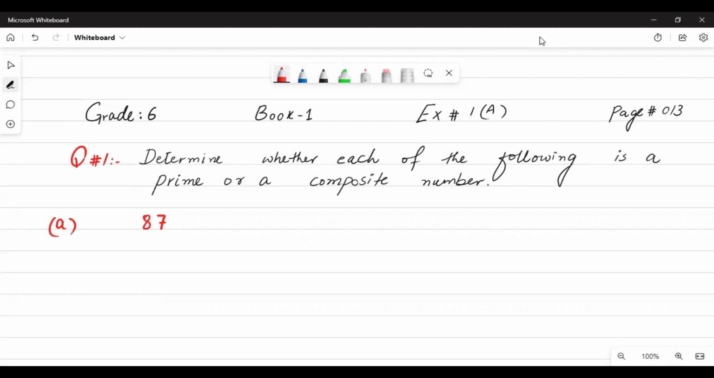You know that the even numbers are all those numbers which are divisible by 2, and the odd numbers are the numbers which are not divisible by 2. Fine, the simple example. But what are the prime and what are the composite numbers?